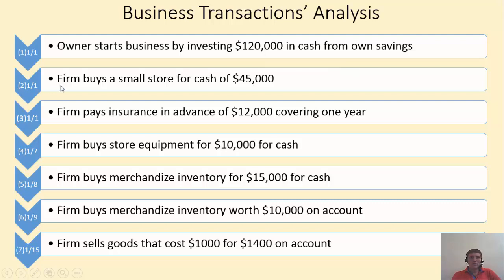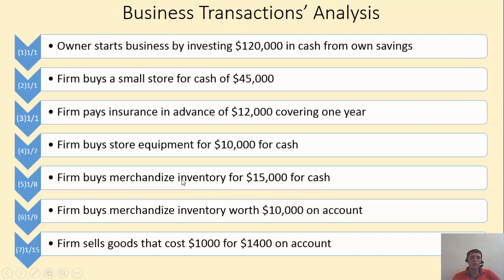Same day, firm buys a small store for cash of $45,000. Obviously this is fixed assets and it's needed to start business. Then the company pays insurance in advance of $12,000 covering 1 year. And we'll see how this is recorded and what happens at the end of each month. Firm buys store equipment for $10,000 for cash. And then firm buys merchandise inventory for $15,000.